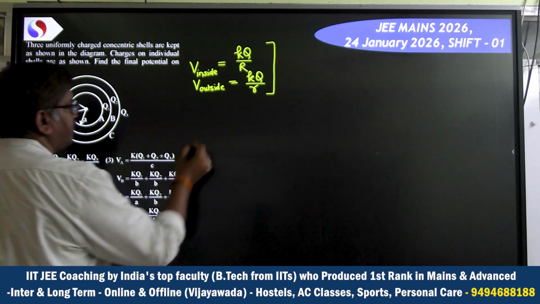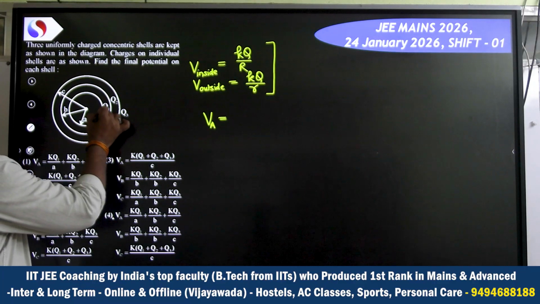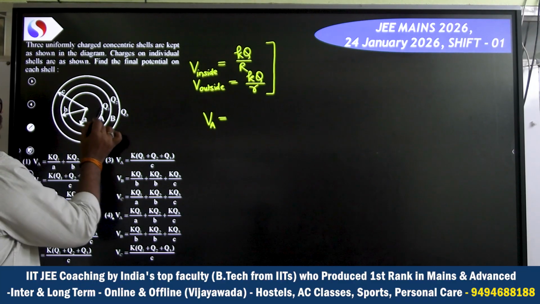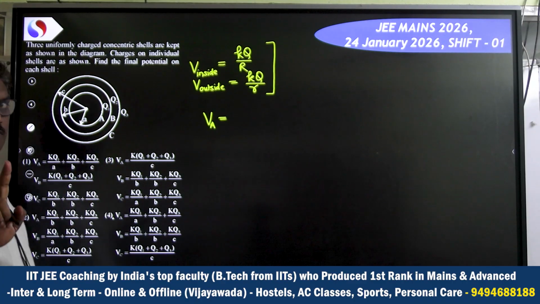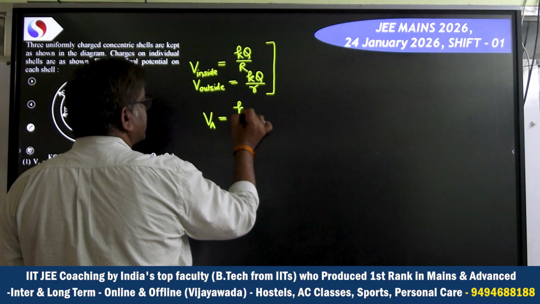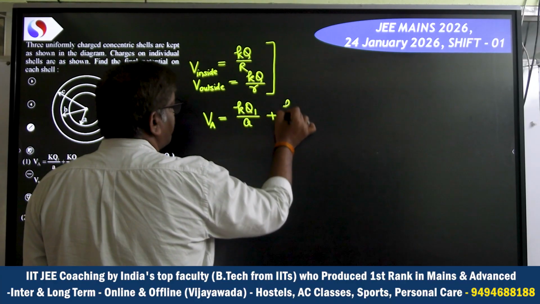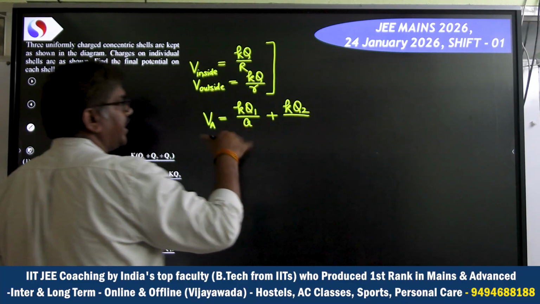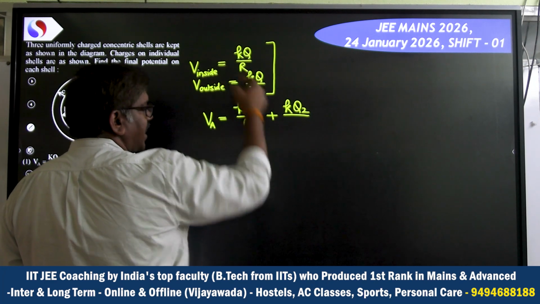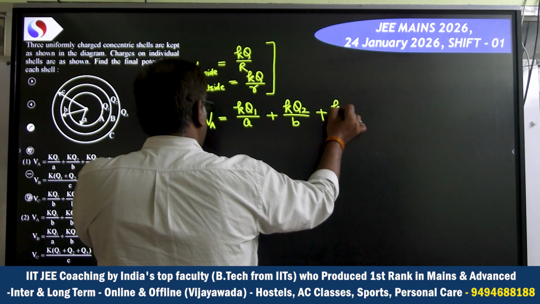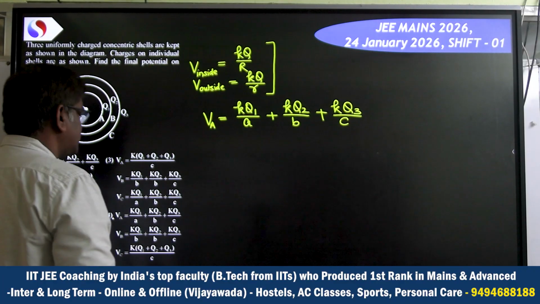Now they are talking about different potentials. So I am just going to write down the potential of A. Think about it: this shell is shell A. For Q1 it is the surface only. For Q2 it is an internal point, and for Q3 also it is an internal point. So for Q1, which is the surface, we use KQ1 by the radius A. For Q2, it is an internal point, so KQ2 divided by the radius of Q2, which is b, since for an inside point you have to take the shell's radius. Plus for Q3 also it is an internal point, that's why we take the radius c. This is your VA.